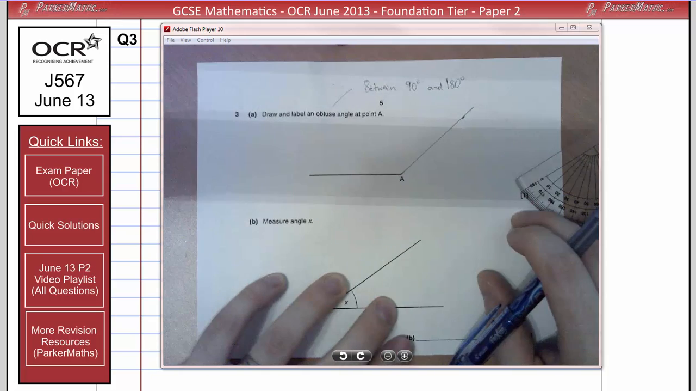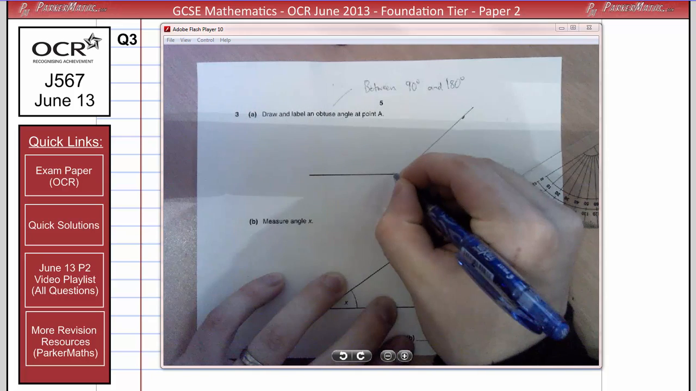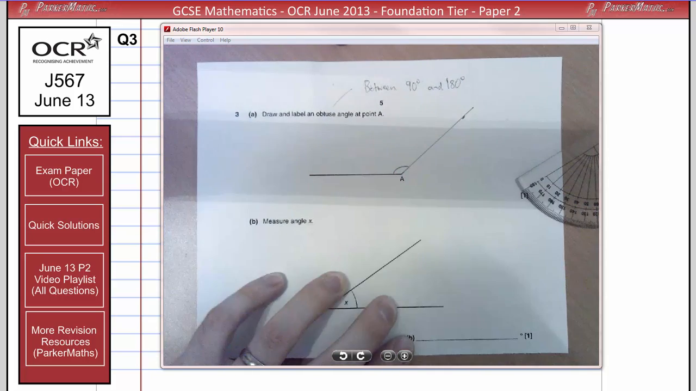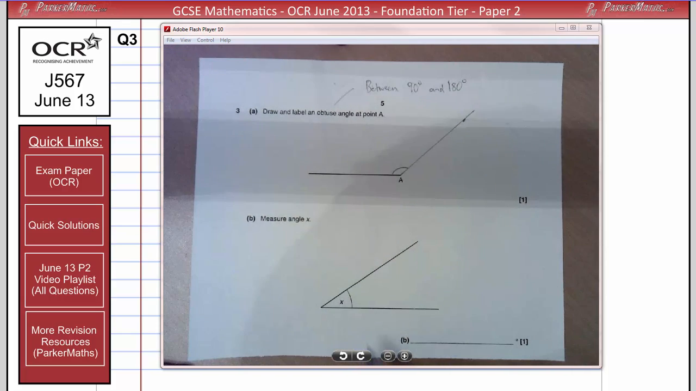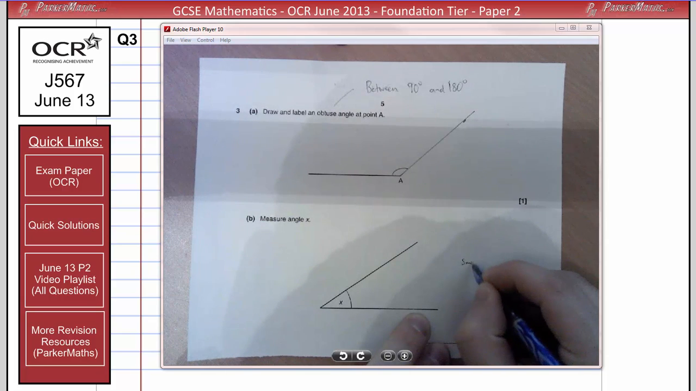So I've drawn my angle, I now need to label it, and to do that I just put an angle sign on like that. Part B says measure angle X, so this angle here. Before we measure it, it's always a good idea to estimate roughly what it's going to be, because your protractor will give you two answers, and one of them will be bigger than 90, the other will be smaller. We know this angle is smaller than 90.